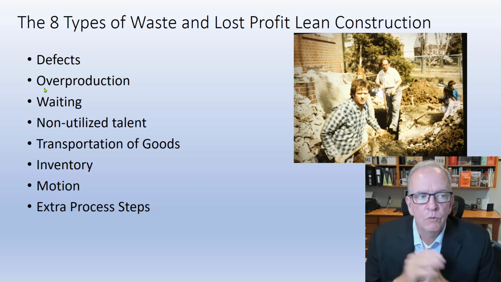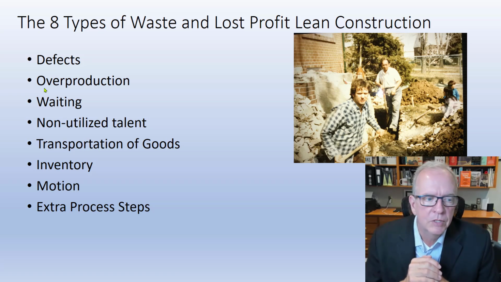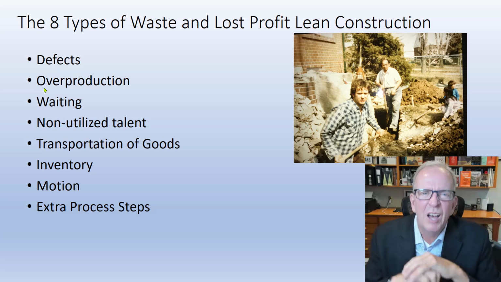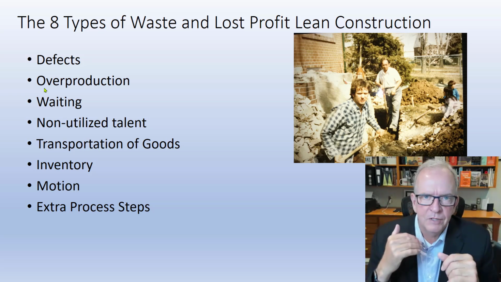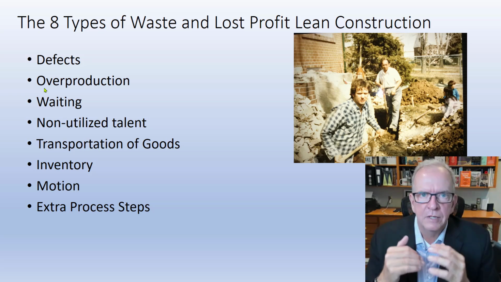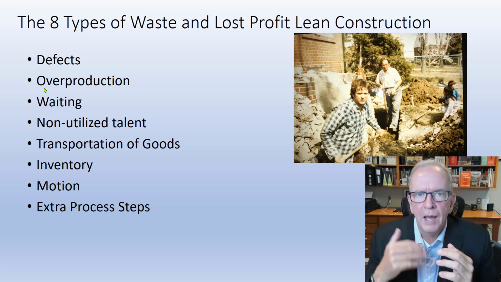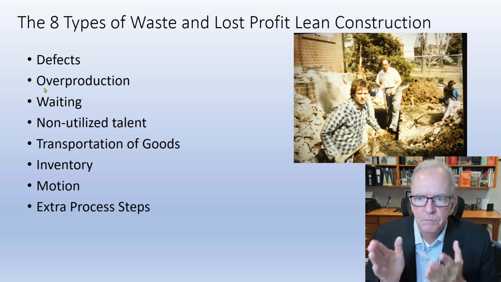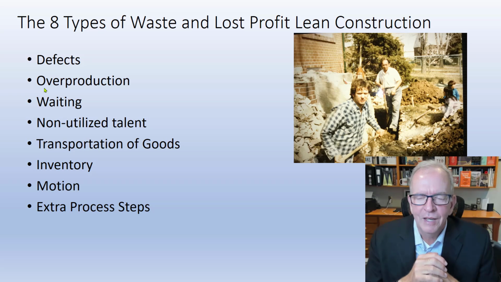So the 8 areas of waste are defects, overproduction, waiting, non-utilized talent, transportation of goods, inventory, motion, and extra processing steps. Today, we're just going to unpack defects. So I'm going to have a series of 8 of these videos where I'm going to unpack each one of them.